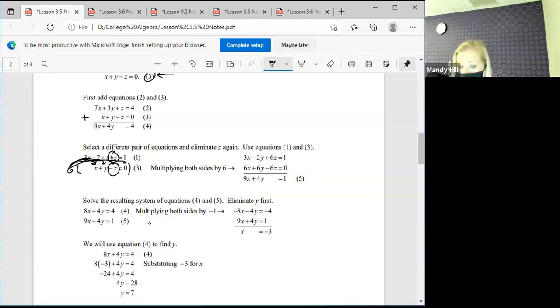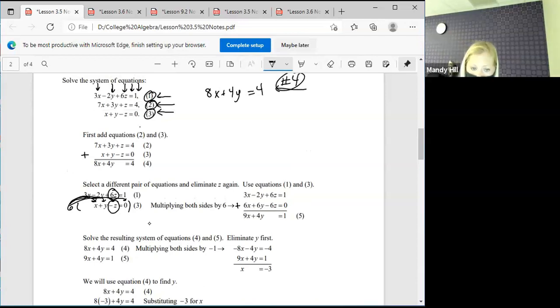Then they're going to take these and add these two rows together. So 3x and 6x is 9x. Negative 2y, positive 6y, 4y. 6z and negative 6z, nothing, right? 1 and 0 is 1. And now we've got a fifth equation that we can use. So 9x plus 4y is equal to 1.